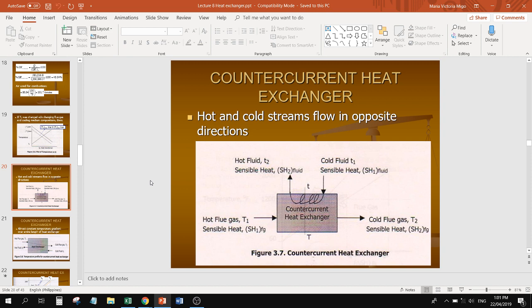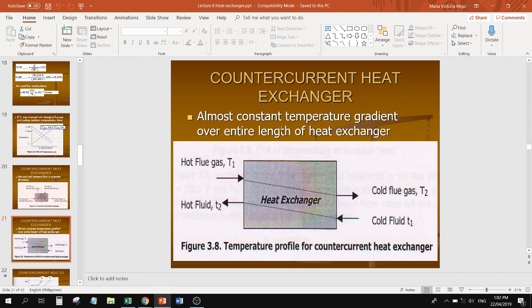So again, for a countercurrent heat exchanger, as you can see, the direction of the working fluid and the hot flue gas are in opposite directions. For example, the hot flue gas enters this side of the heat exchanger, then the cold fluid would enter at the opposite side. So it's what you call a countercurrent heat exchanger.